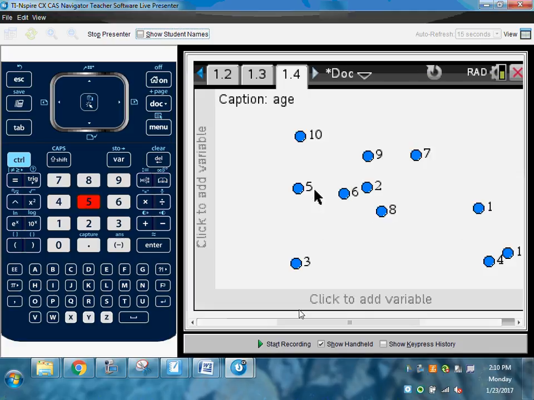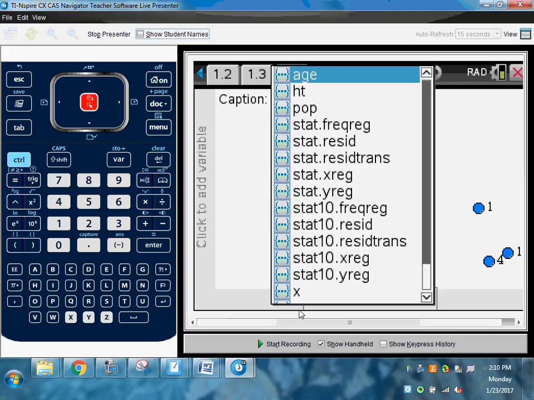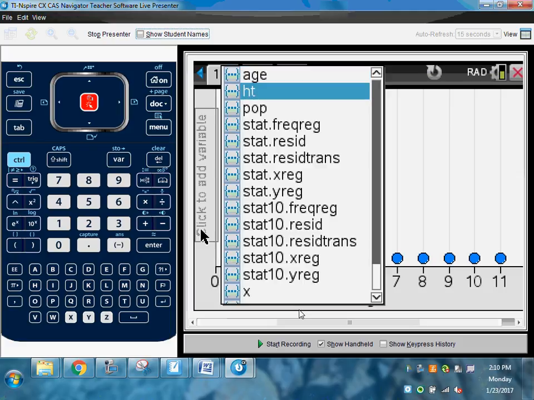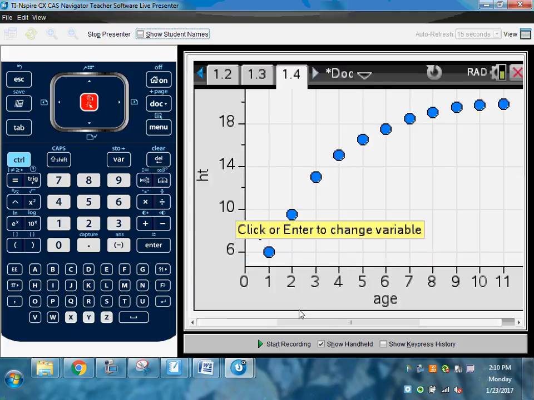Now, you've got all this here. It looks like garbage. Go down below. Select what your x variable is. So click on it. Now, what is it? It is the age. Is that right? Okay, so select that. Now, go to the right. Select the height. Now, look at the curve that you get. What type of graph is that?